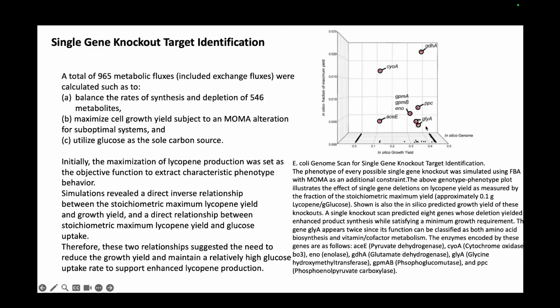So on the right is actually a condition where you're trying to scan for single knockout target identification. And the phenotype for every possible gene knockout was simulated using FBA and MoMA as an additional constraint. The genotype phenotype plot illustrates the effect of single gene deletions on lycopene yield. So if you, for example, delete this particular gene, the production fraction will be around 0.1017 at that point.